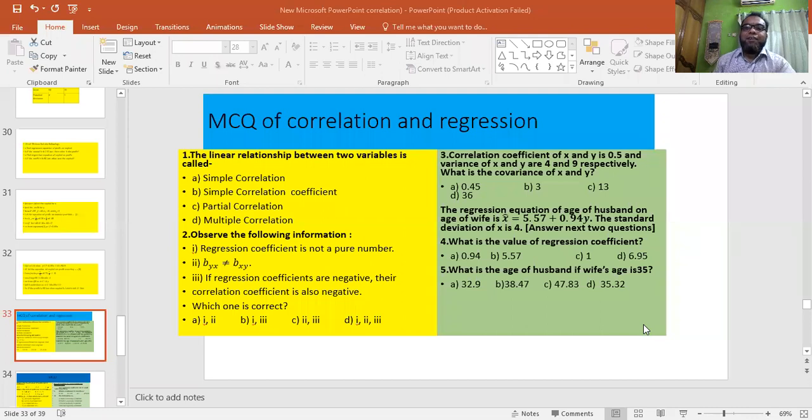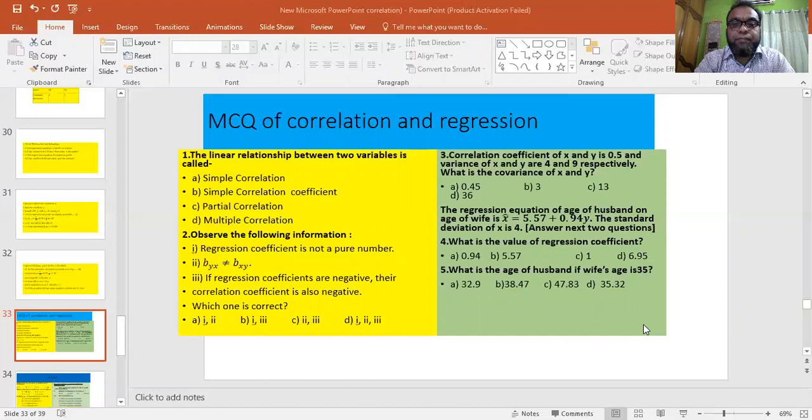Okay, now MCQ of correlation and regression. First one: the linear relationship between two variables is called simple correlation coefficient, partial correlation, or multiple correlation. Which one is correct? Simple correlation. Okay.